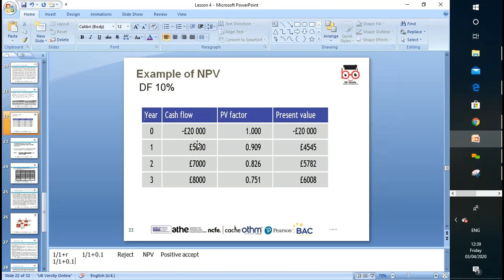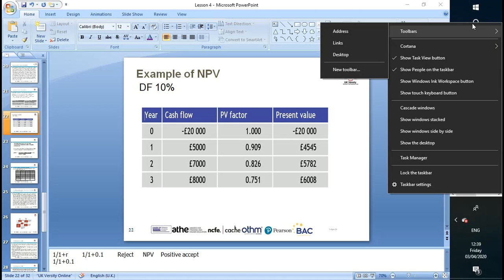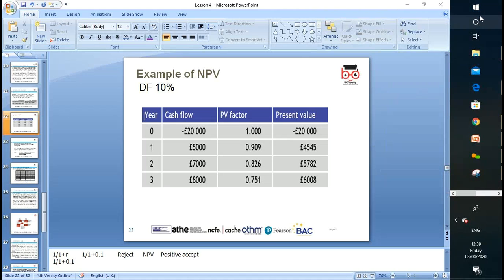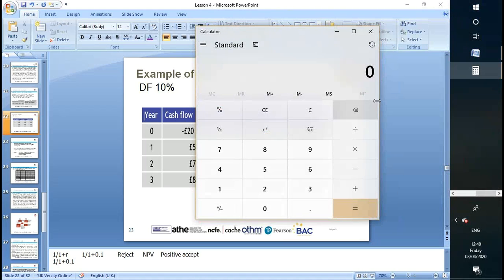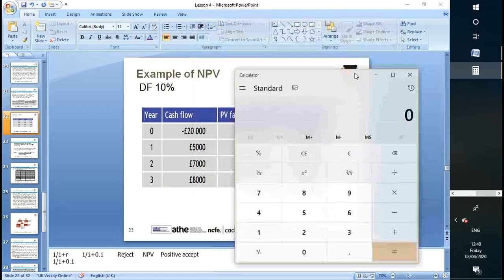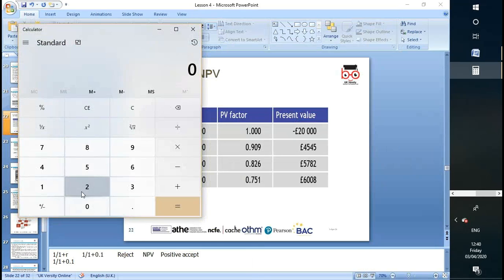So if we look here, we have money, 5,000, but the 5,000 you're getting after 1 year. So the 5,000 value will be £4,545. And we will carry on multiplying. If you get 7,000 after 2 years, the value will be only 5,782. So what you do now is add all these positive values, and we'll check whether we are right or wrong.